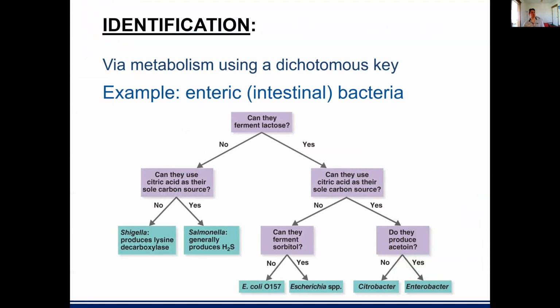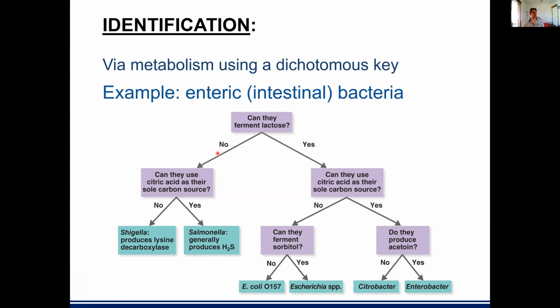So again, just to break down here, you can do identification using metabolism via a dichotomous key. So what is a dichotomy? A dichotomy is essentially two choices. So if you look at something like an enteric or intestinal bacteria, the first question: can they ferment lactose?